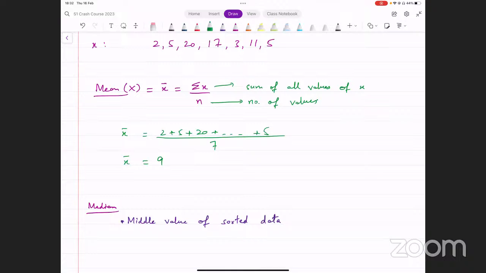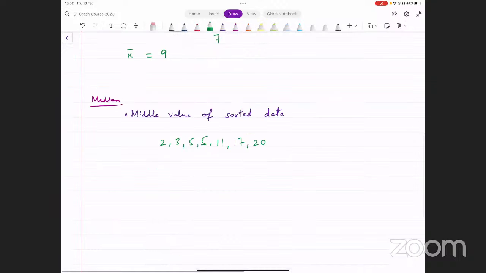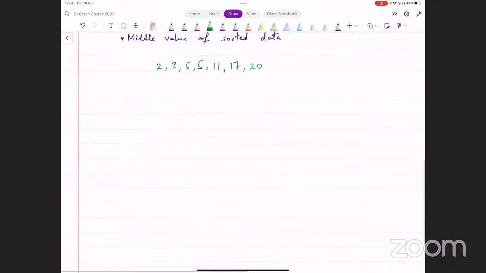I'm going to have 2 first of all. That's the smallest number. Then we have 3. We have 2 5s after that, 5 and 5. And then we have 11, 17, and 20. This is how the sorted data looks like. Now, how do you find median of this data?